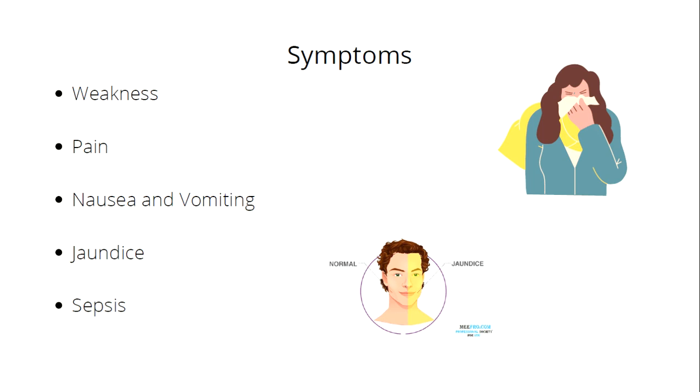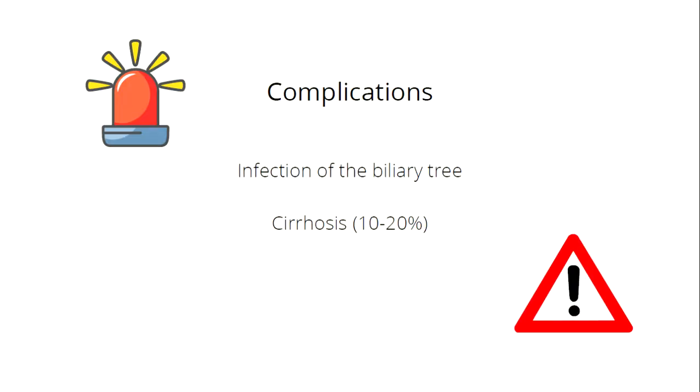Symptoms include weakness, pain, nausea and vomiting, jaundice, or sepsis. The complications of cholangiocarcinoma include the infection of the biliary tree and cirrhosis, which contributes 10 to 20% of the cases.